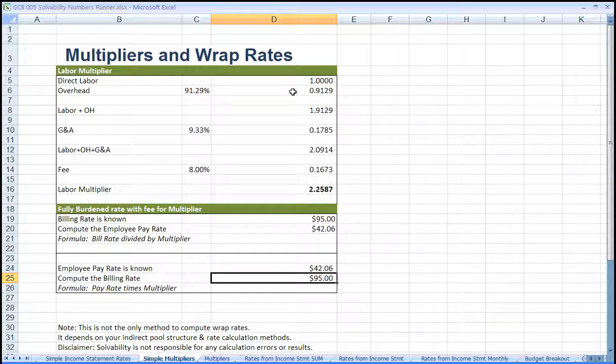I need to point out that this multiplier is fairly high. Most multipliers would be just over 2, like 2.1 or 2.2. To be competitive, you need to know what the going rate is and manage your cost to a combination of fringe, overhead, and G&A that matches it.